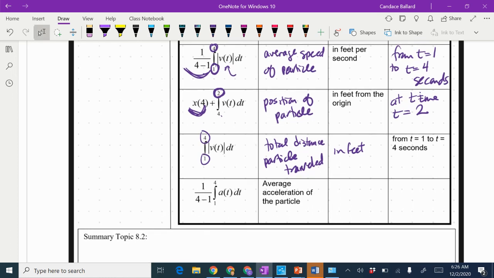And then finally, they're talking about it being average acceleration, because I have the 1 over b minus a thing going on. Acceleration, we know, would be measured in feet per second squared. And then again, the time is from t equals 1 to t equals 4 seconds.